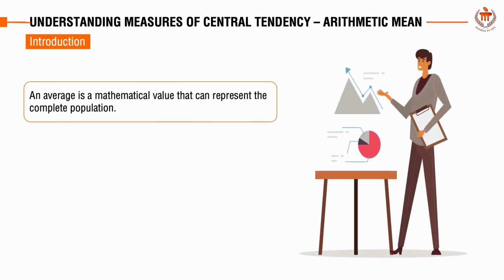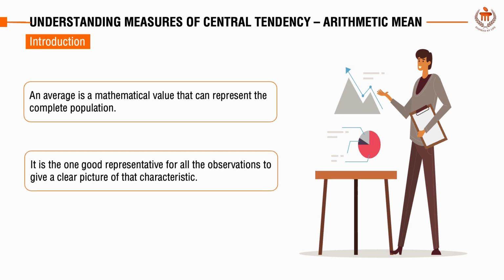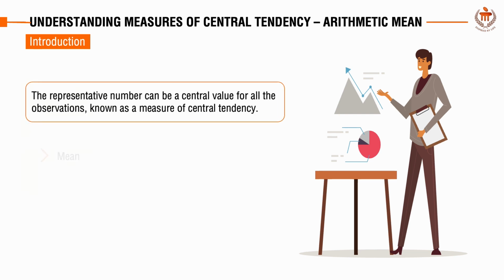Now, introducing the topic: average. Average is the mathematical value that represents the complete population. An average is that number which must be a good representative of all the observations to give a clear picture of the data. Average is basically represented by a representative number, which can be a central value for all these observations. The central value is called the measure of central tendency, or average, or measure of location.